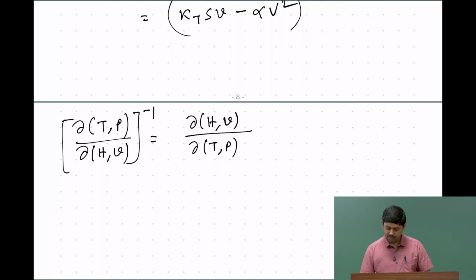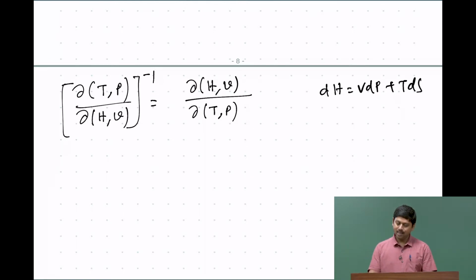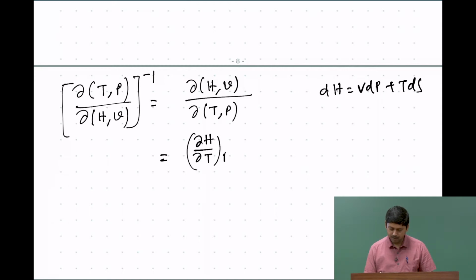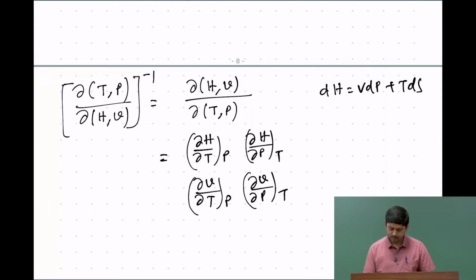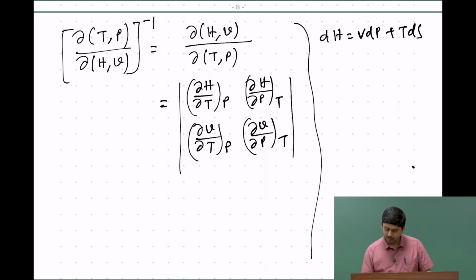Now, for H what are the variables that are important? As I said, dH is VdP plus TdS. So, both S and P are important, but let us see if with T itself we can get something or not. So, we can write del H by del T at a constant P, del H by del P at a constant T, del V by del T at a constant P, del V by del P at a constant T. We need to get del H by del T and del H by del P. We can get that easily from this equation.